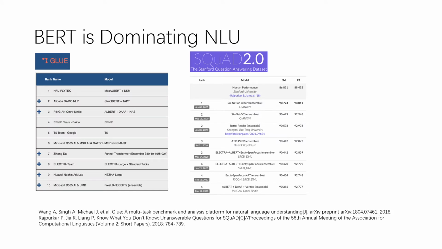Since late 2018, BERT and its variants such as RoBERTa or ELECTRA have achieved great success in many natural language understanding tasks, including multi-task learning, such as GLUE, question answering, such as SQuAD. This leads to a natural question. What about text generation? Can we use BERT to improve text generation models such as neural machine translation?